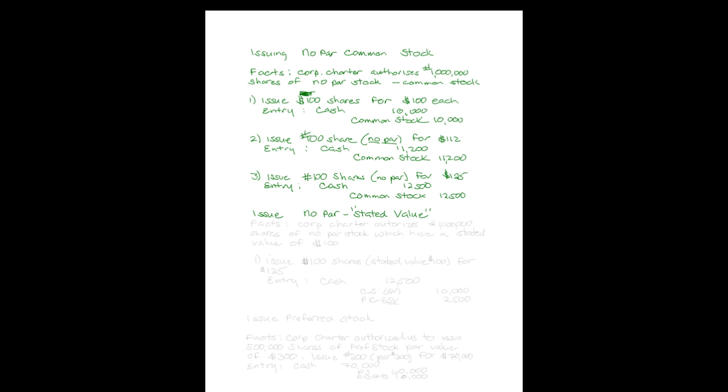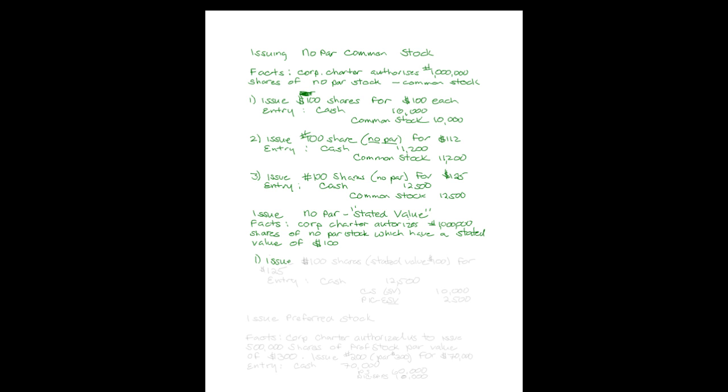Let's get some facts going. In our current facts, our corporate charter is going to authorize 1 million shares of no par stock, which have a stated value attached to them of $100. I'm going to skip the first entry where we issue it at book value, where par, stated value and market value are the same, and go right to our second example in this case, because the first entry just doesn't change and it's boring.